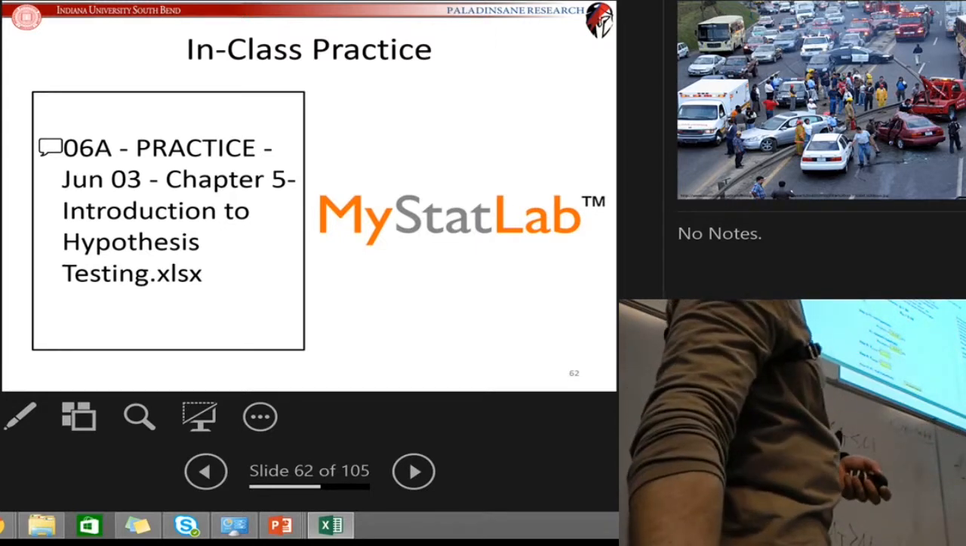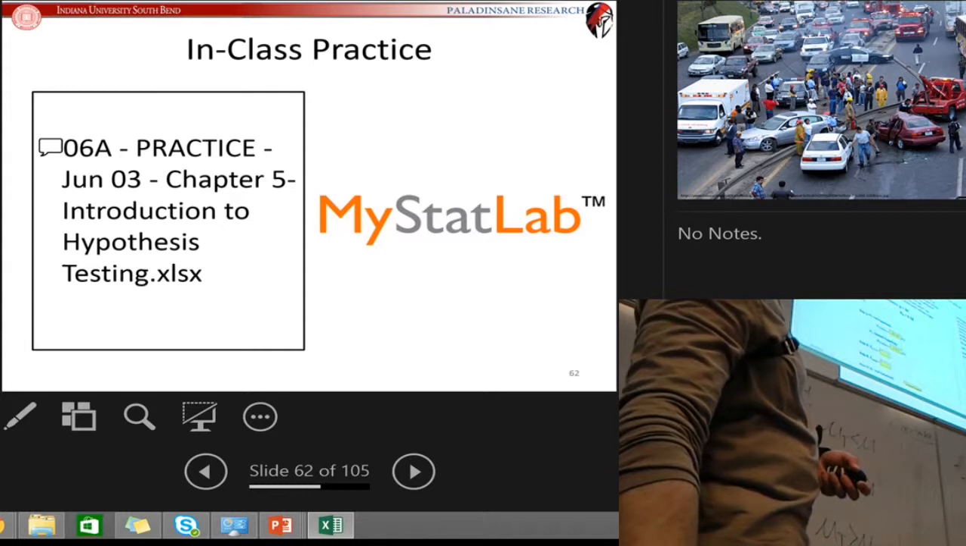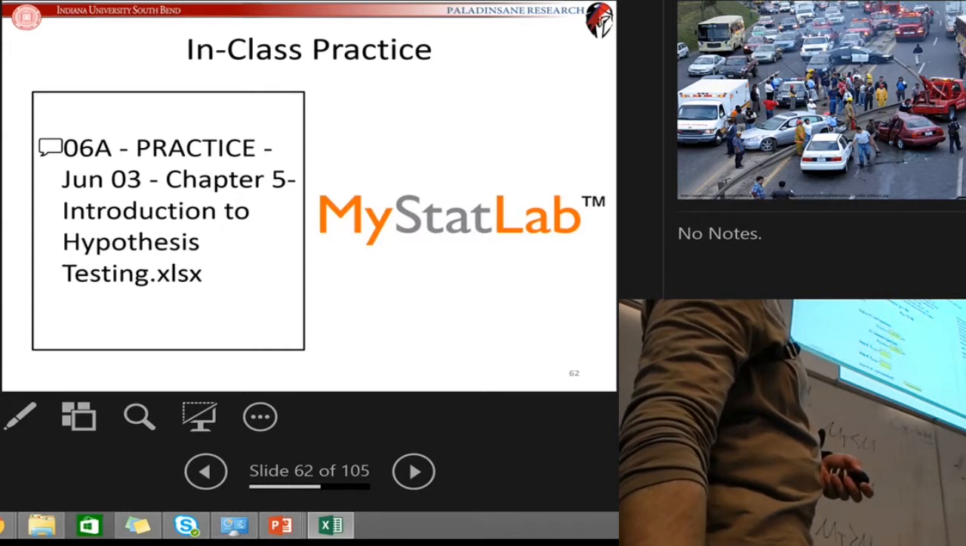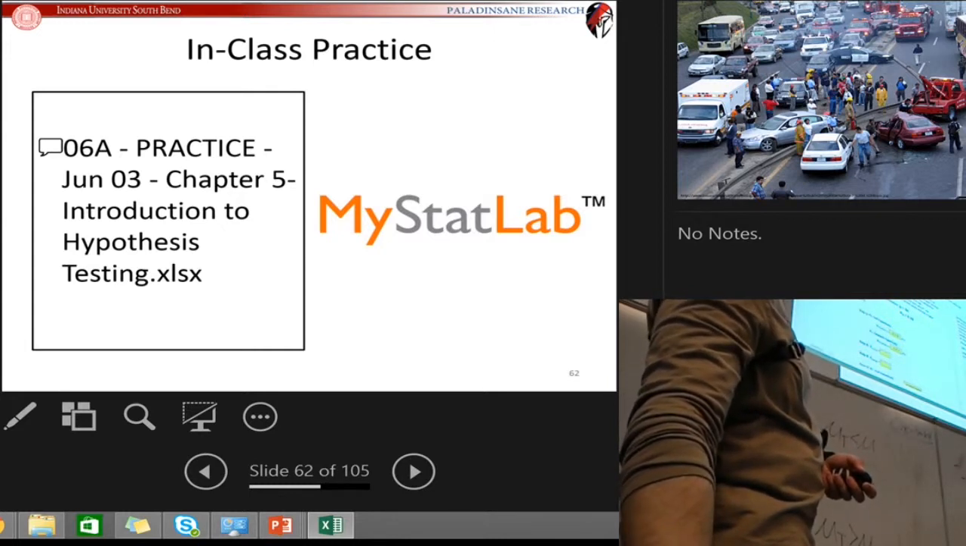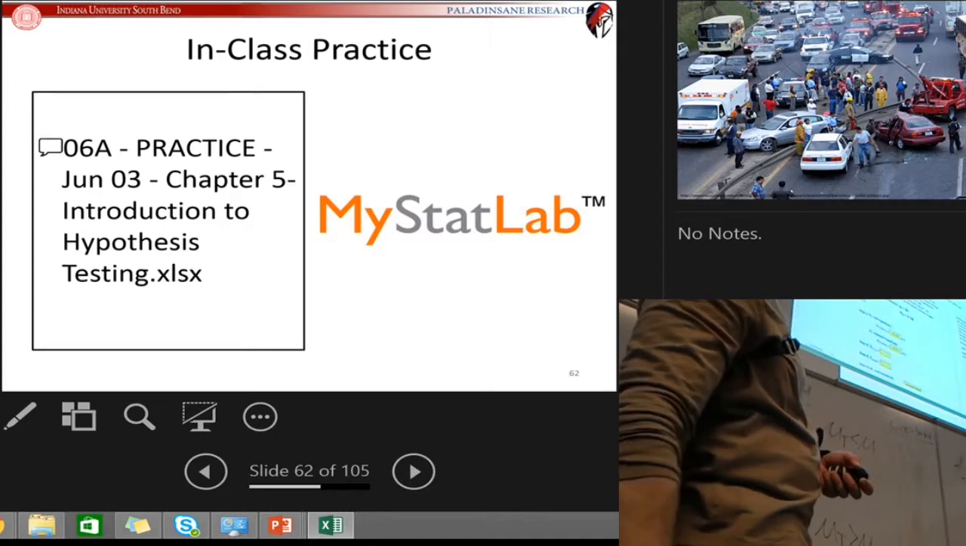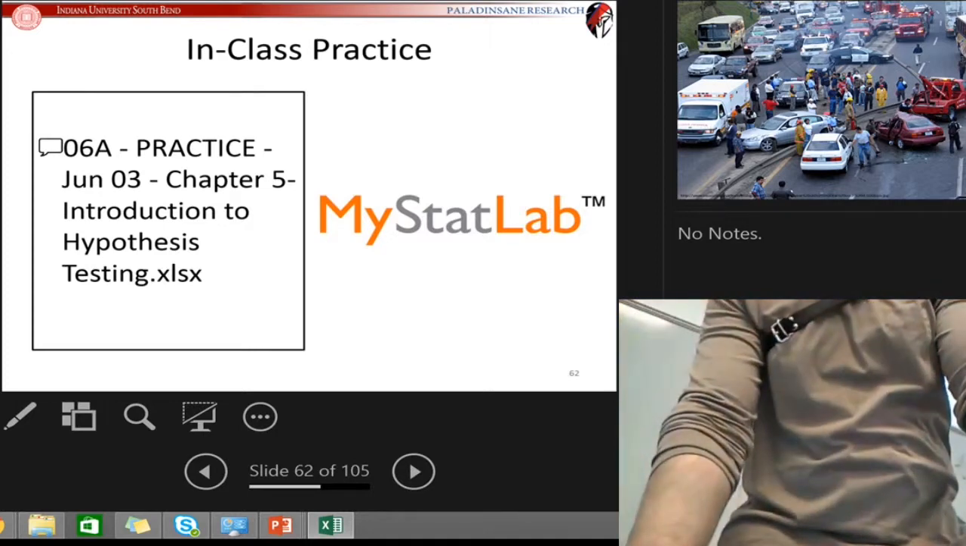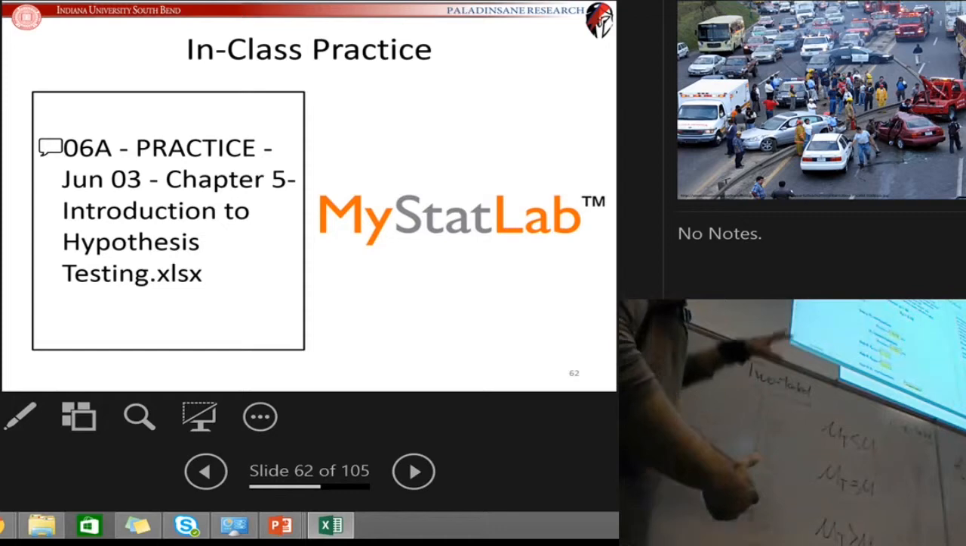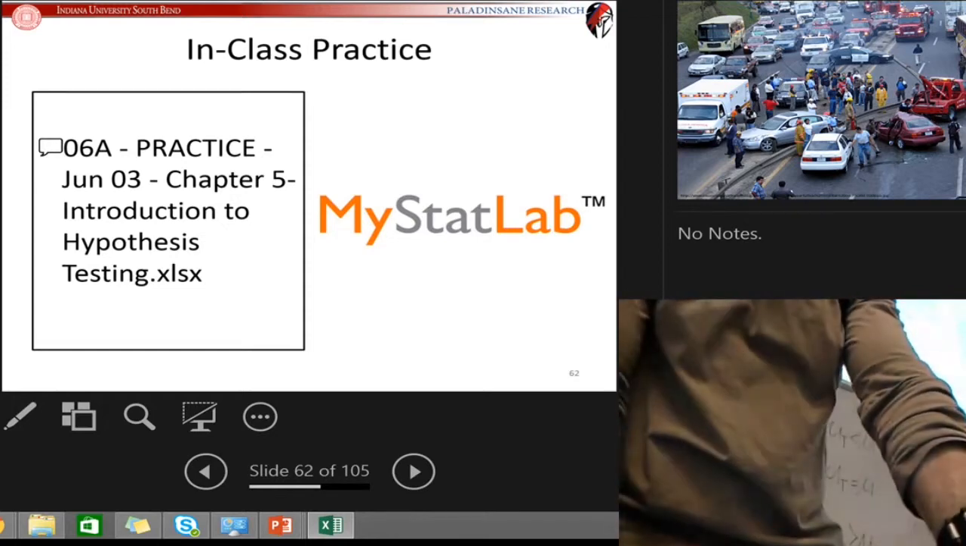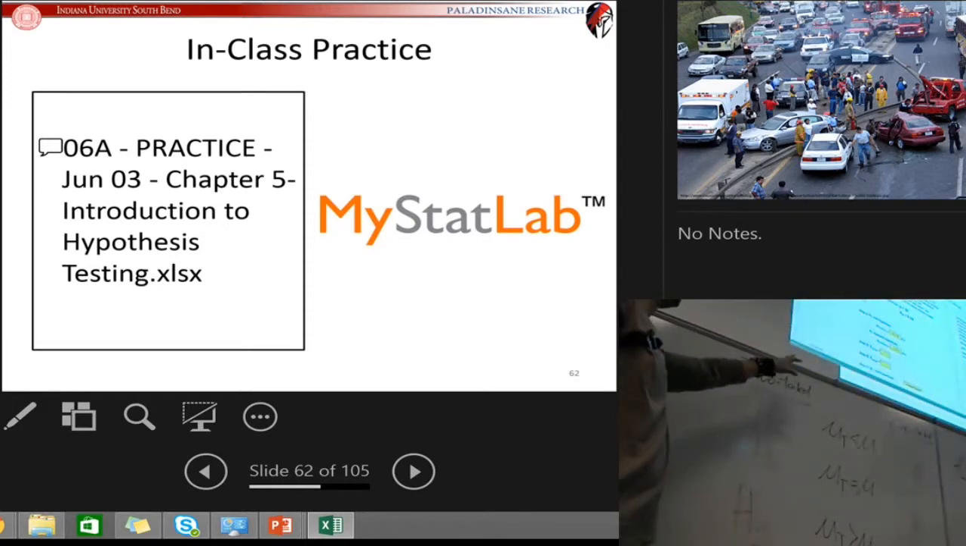It has the description of the situation. It's got all the data that you need. It will let you know how many tails to do it. So this, very importantly, is what half of your exam is going to look like. Your hypothesis testing is going to look like this for half of your exam.